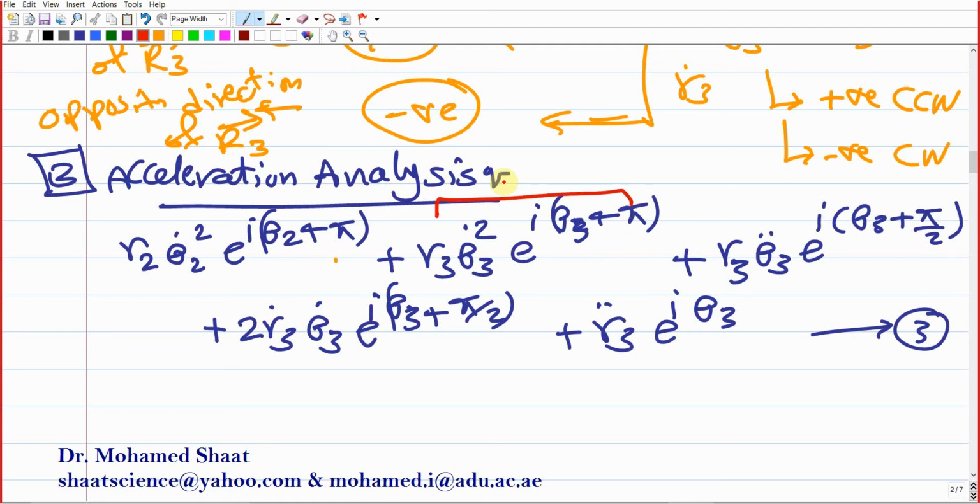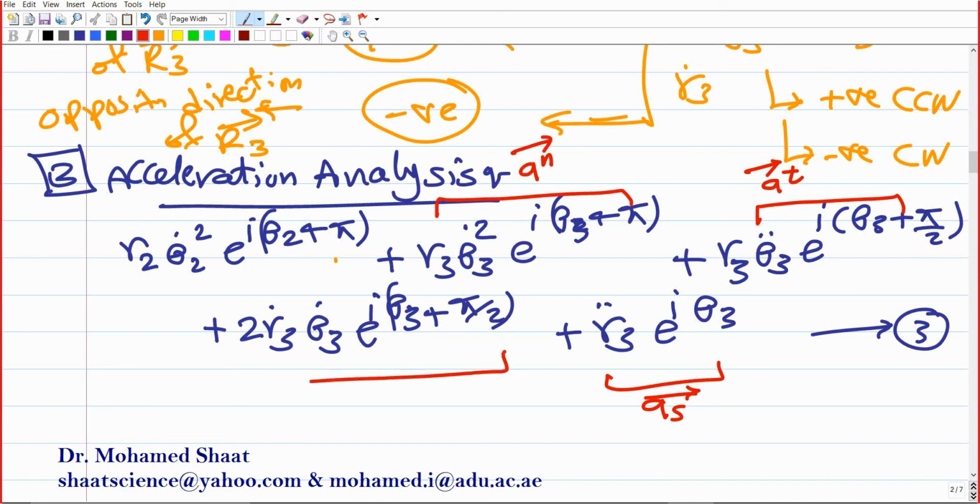This one definitely is a normal acceleration, which is R theta dot squared. This one is a tangential acceleration, which is R times alpha. And this one is a sliding acceleration, the sliding acceleration of the slider itself. And this one is the Coriolis acceleration, which is the a_c vector. The Coriolis acceleration is a new component that we just discussed in this course.